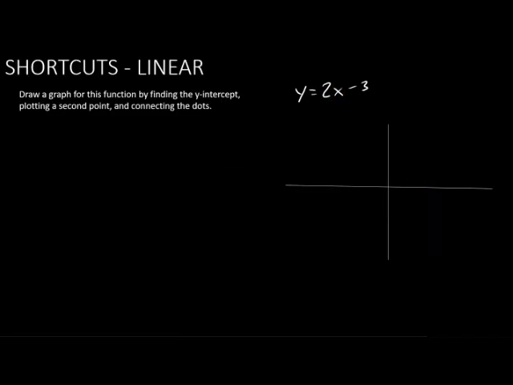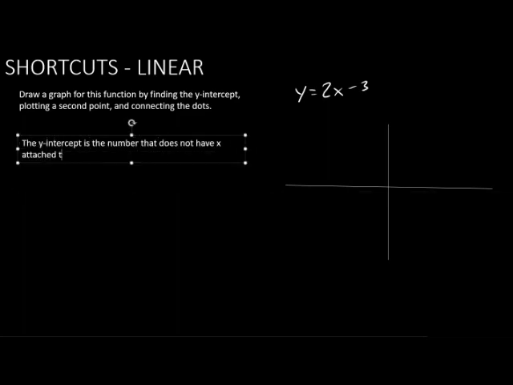However, there is another method which may speed up this process. Rather than plotting the points, we can begin by finding the y-intercept and rate of change. When you're looking at a linear function, the y-intercept is the number that does not have x attached to it. In our linear function on the right, our y-intercept will be this negative 3 here.